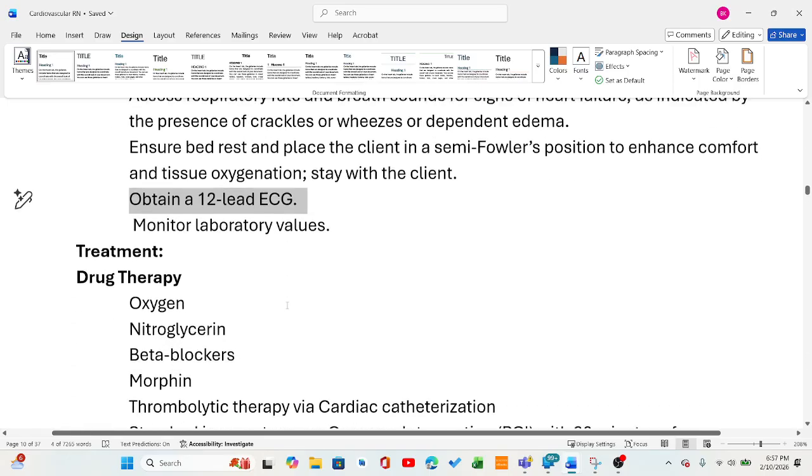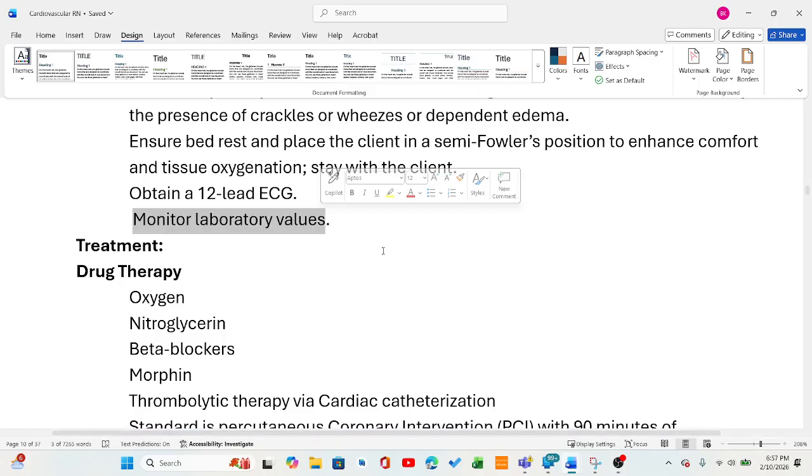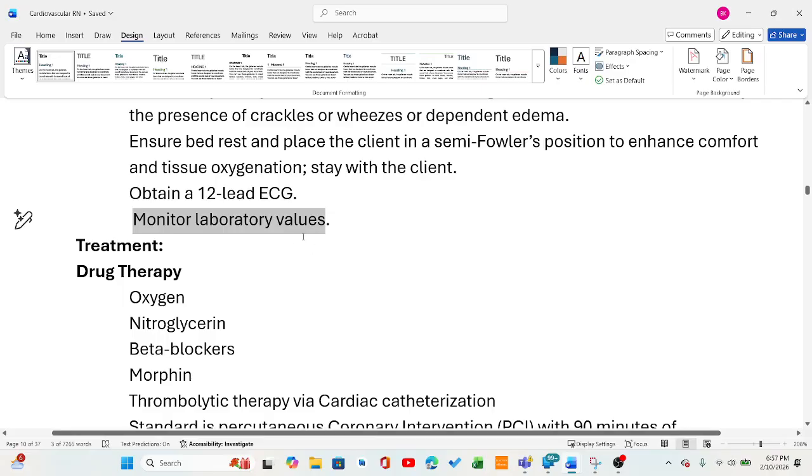Then again, we will be monitoring their labs, and the main lab that we're going to be monitoring is troponin levels. We also know that when troponin levels go up, this person is at risk of developing a clot. So these are things that we need to know. You see that the patient will be put on anticoagulants.